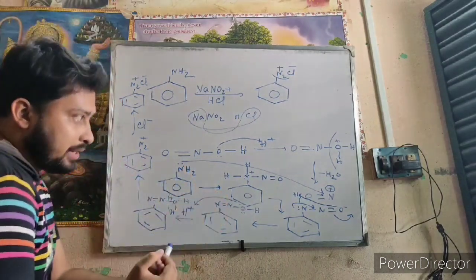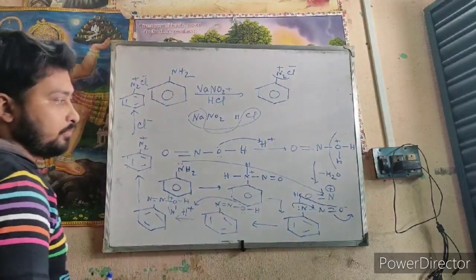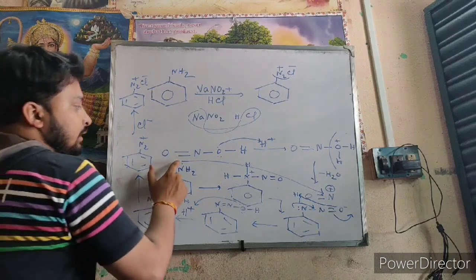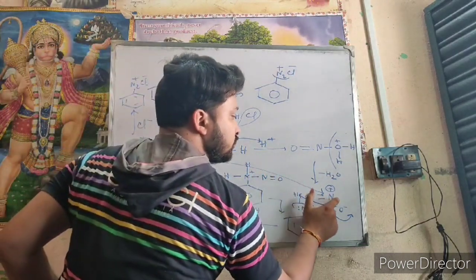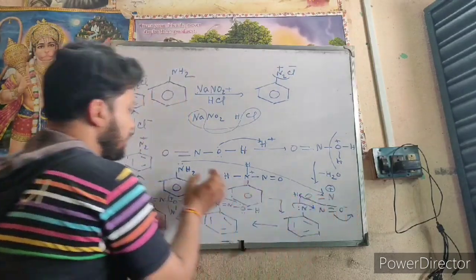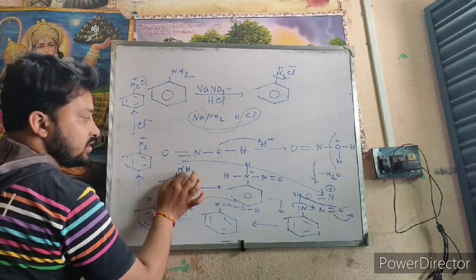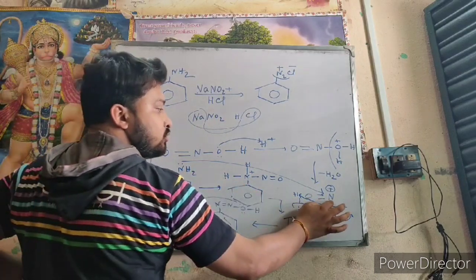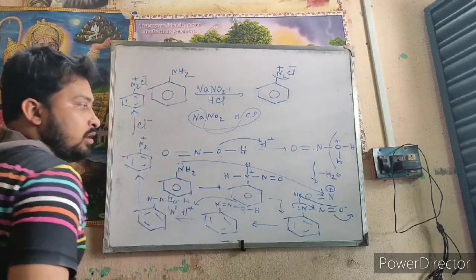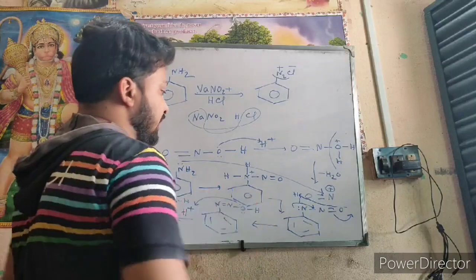Nitrogen has a lone pair, so it wants to attack this H plus ion. When it attacks this NO plus compound, it combines with it. So this is NH2, we write it this way, and it attacks this NO. So NO is here, and this is the compound that we get.